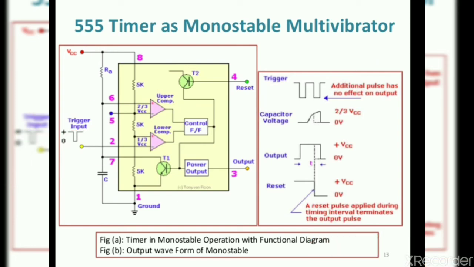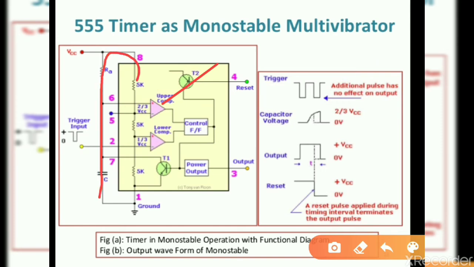Then the second comparator will compare 2/3 of VCC with your triggering voltage, and in that case the current flows from this external resistance to the capacitor, and then the capacitor starts charging. So this is your capacitor charging.